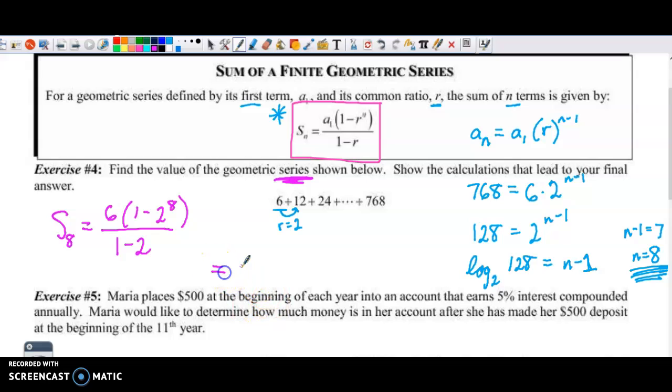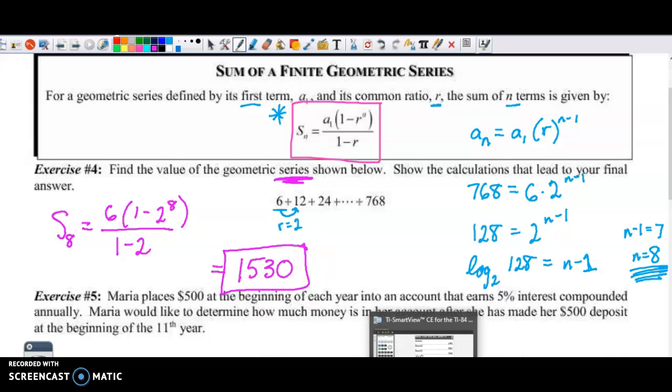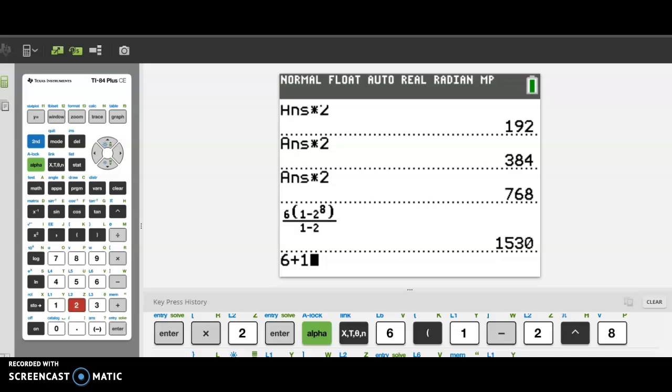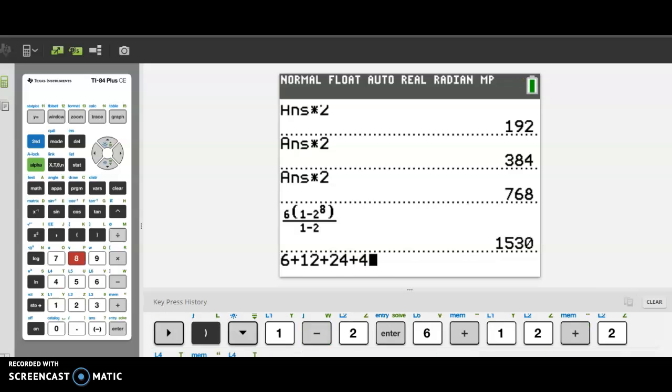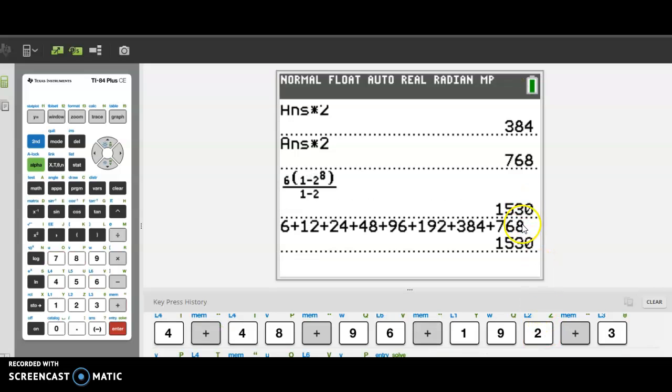I also realize that some students will literally go through their calculator and they'll add together 6 plus 12 plus 24 plus 48 plus 96 plus 192 plus 384 plus 768. Assuming all my numbers are correct, but I'm just showing you that that answer was correct with a formula.